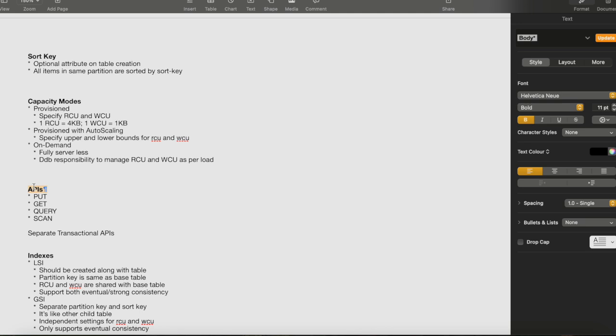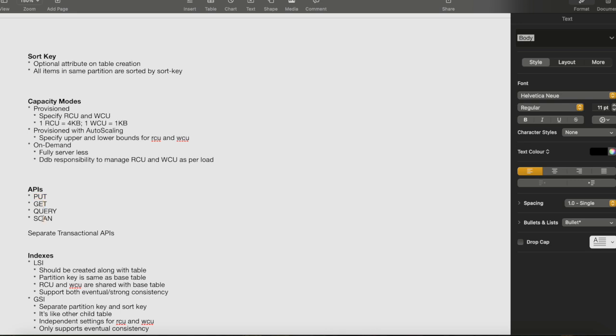Cool. Now, next thing is how you access the data or how you write the data. So you treat this much similar to any of your REST service. It is not your traditional database per se, where you have direct access to the database. You have access to the APIs. So there are separate APIs which are exposed: put API, get API, query, and then scan.